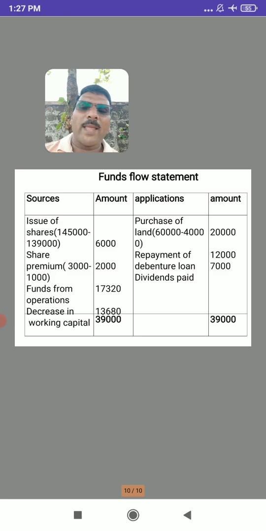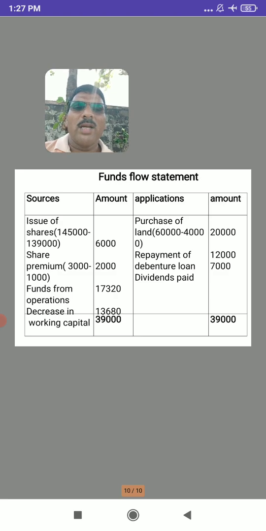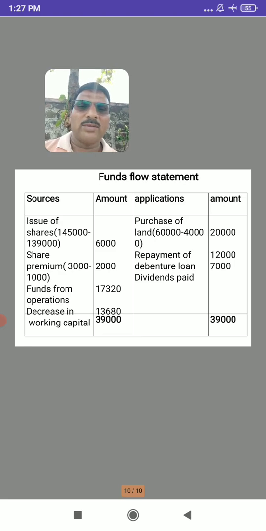When it tallies, it is a sign that the problem is right, and we can get 15 out of 15. So like this, we have to solve the problems. First we have to understand the problem, and plan what I have to prepare, what statements I have to prepare, how I get that answer, and how to balance the fund flow statement. Like this we have to think and solve the problem. Thank you.